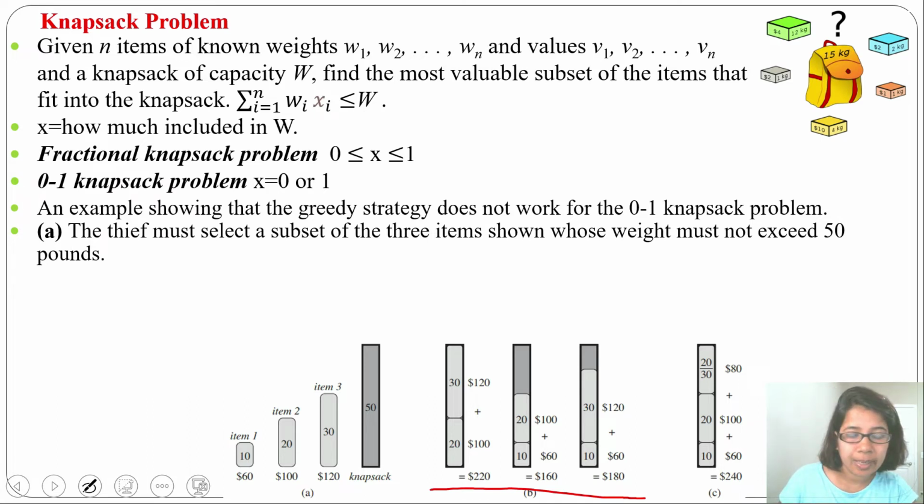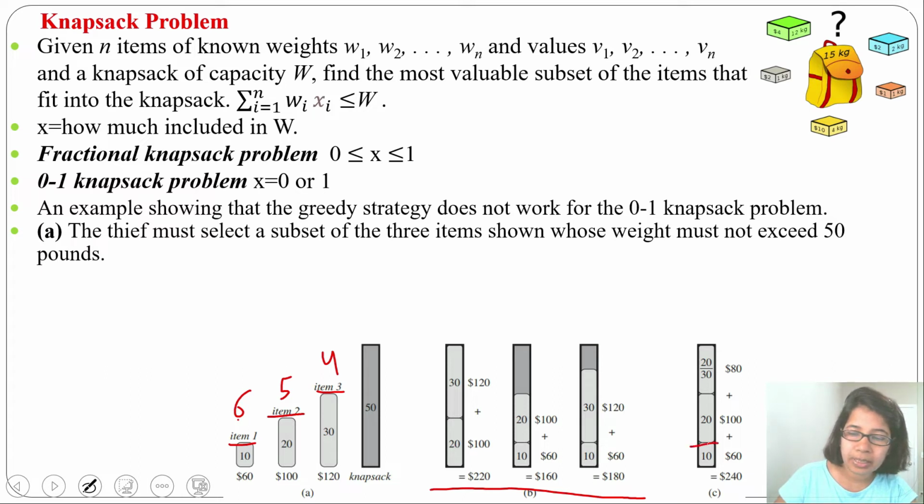Then we'll check value per pound. 10 pounds is 60, means 1 pound will be 6. 20 pounds is 100, means 1 pound will be 5. Then 30 pounds is 120, so 1 pound will be 4. So the value per pound for item 1 is 6, for item 2 is 5, and for item 3 is 4. So the maximum value we are getting per pound is for item 1. So first we will choose item 1.